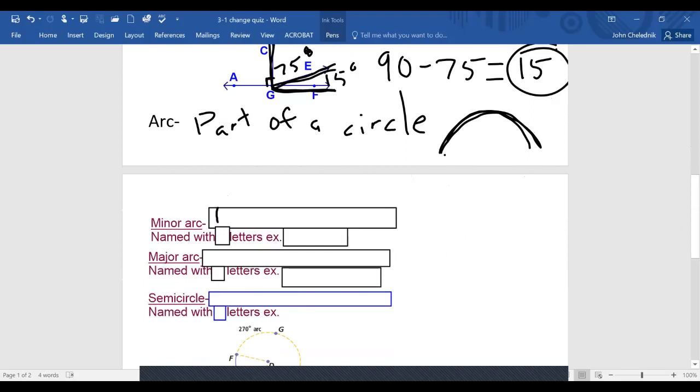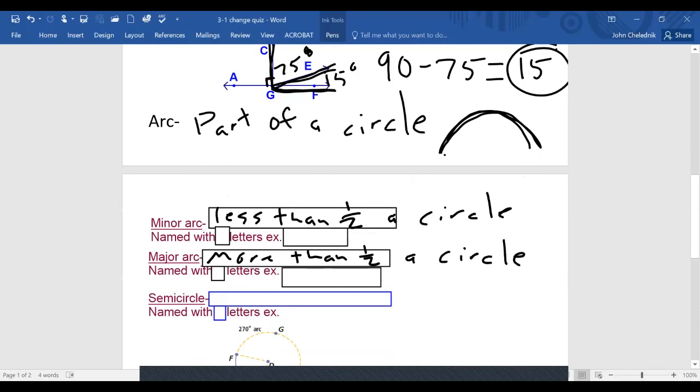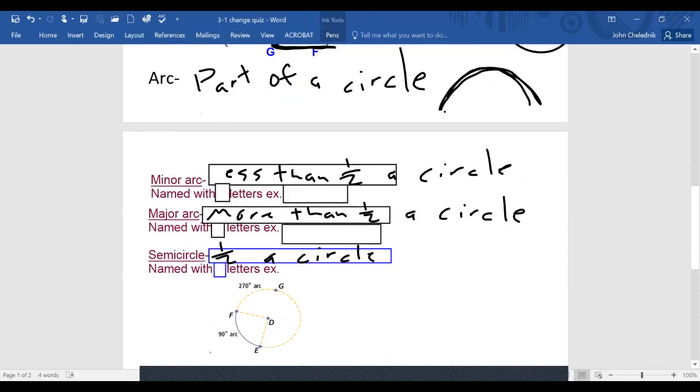There's the minor arc, which is less than half a circle. There's the major arc, which is more than half a circle. And there's the semicircle, which is half a circle. All right, those are the special types of arcs. So a minor arc, oops, where'd my L go? There we go. A minor arc is named with two letters.